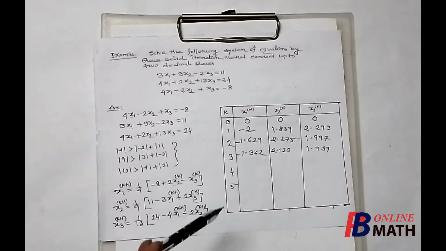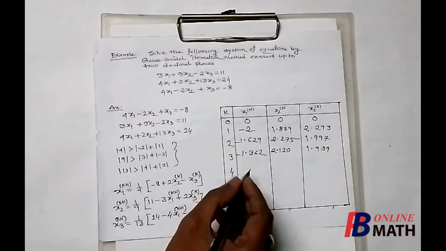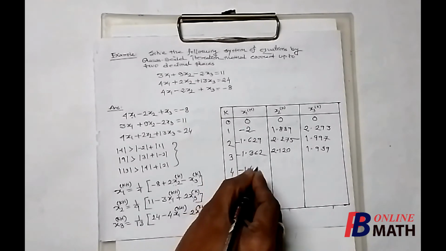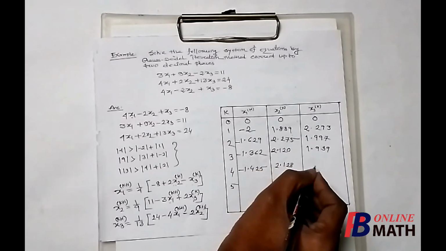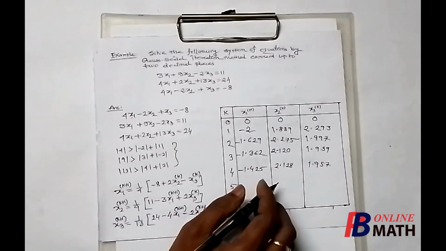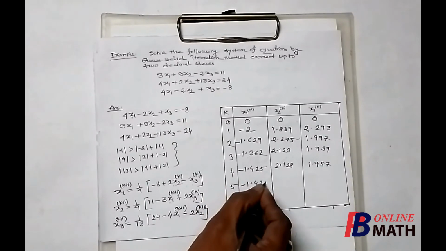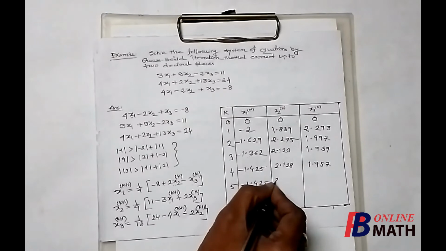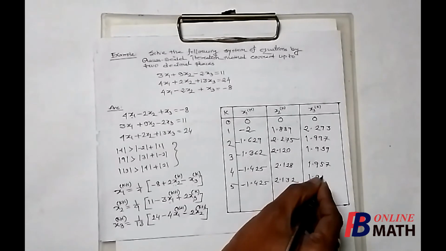So this procedure will continue until we get two successive sets of values which are equivalent, correct up to 2 decimal places. So continuing in this way we can easily get the fifth approximations, which are minus 1.425, 2.128 and 1.957, and the sixth approximations are minus 1.425, 2.132 and 1.957.